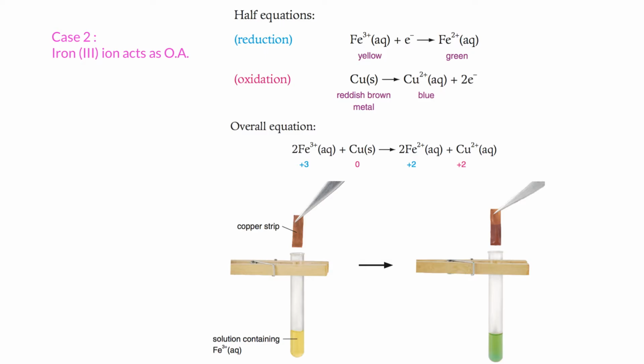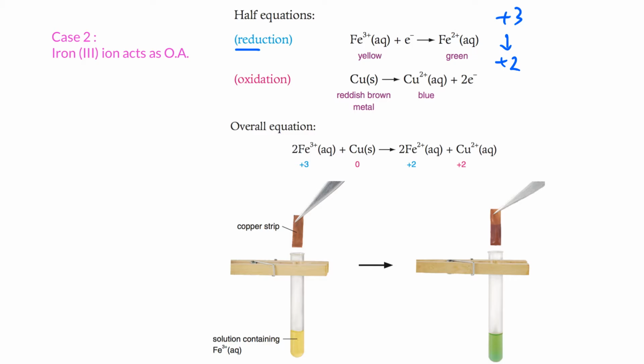In case 2, this time we have iron(III). They act as an OA because it is from +3 to +2. It is a reduction. While the other one, in this case we put copper into it, the copper will then become +2, which is an oxidation.